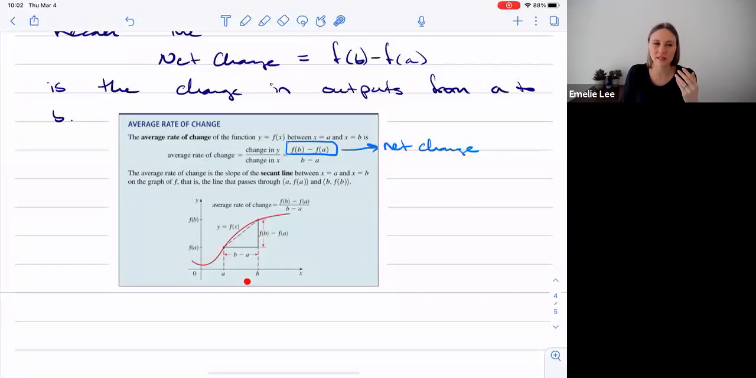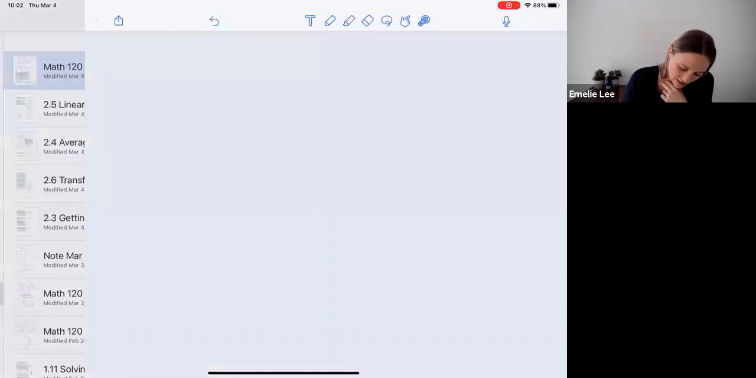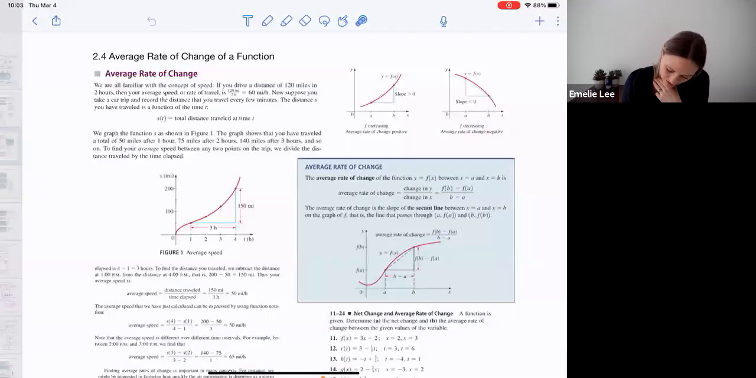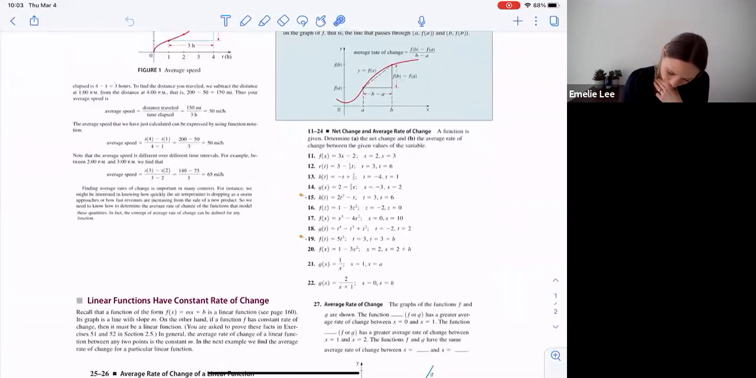To find that distance, I'm just going to take b minus a. If I ask you the distance between 2 and 5, you would say that distance is 3 by taking 5 minus 2. Same idea here. So the average rate of change is just the change in the outputs over the change in the inputs. Let's do just one example here.